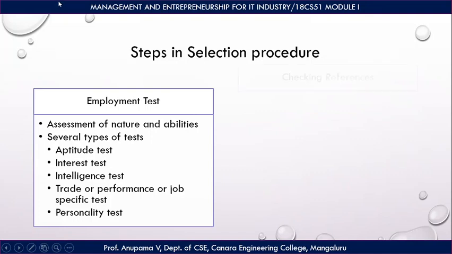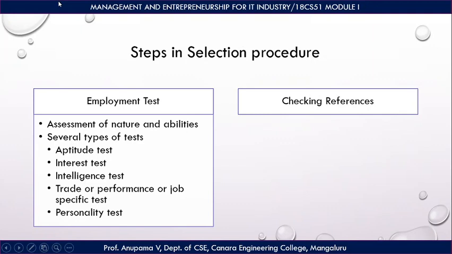Next step in selection procedure is checking the references. If the candidate has been found satisfactory at the interview and if his performance is good in the employment test, the employer would like to get more important personal details about the candidate, such as character, past history, background, etc. They are verified from the people mentioned in the application. For the purpose of checking references, the employer may also contact friends residing in the locality where the candidate is residing, or he may contact the present or former employers of the candidate.